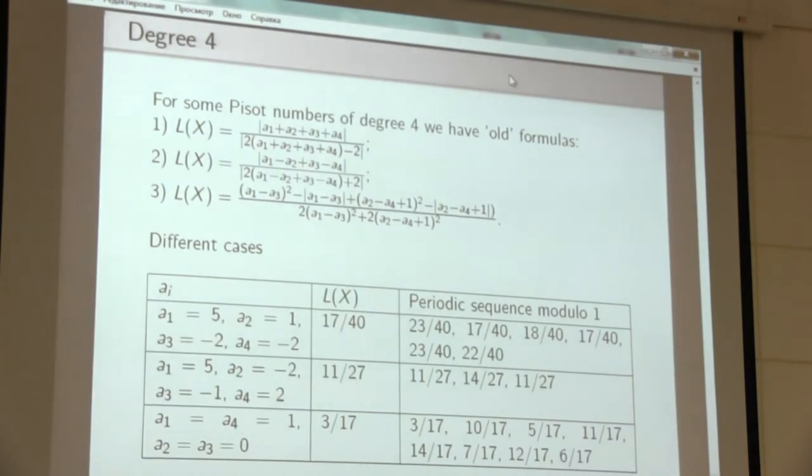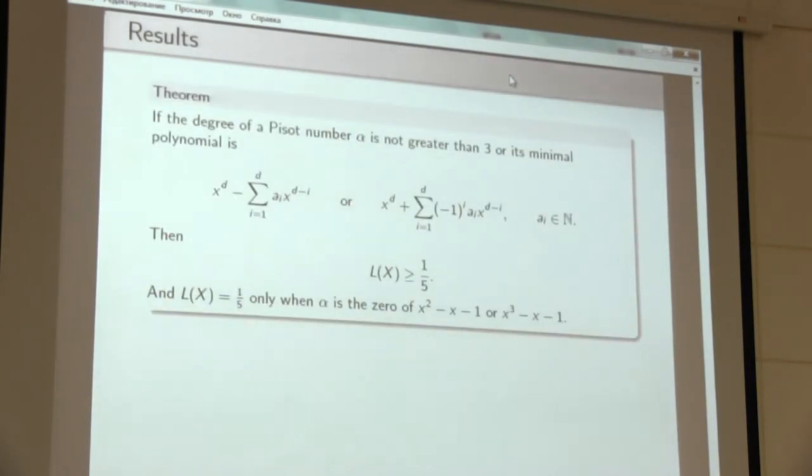So, to end my talk, I would like to present all my results in this form: if we take these numbers with degree not greater than 3, or with the minimal polynomial of the two following forms, then we can say that L of x is not less than 1 over 5. And equality holds only when alpha is a zero of these two polynomials.